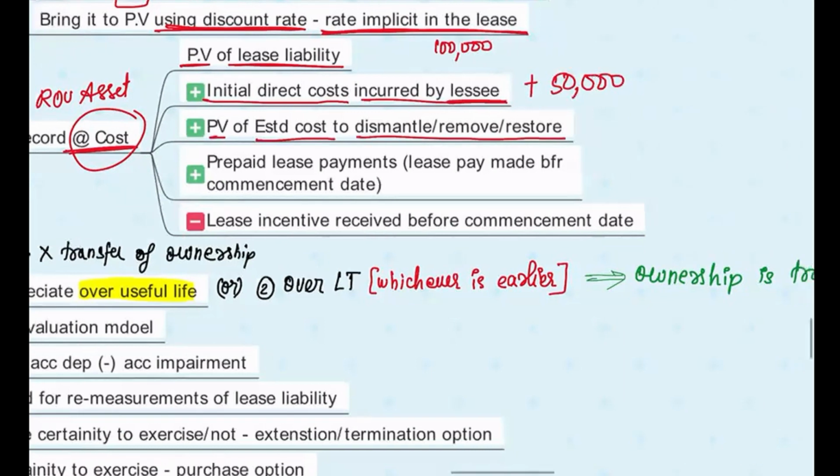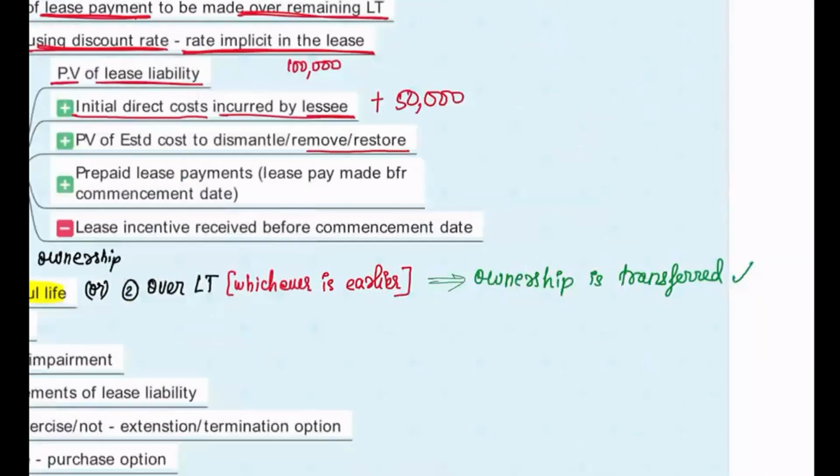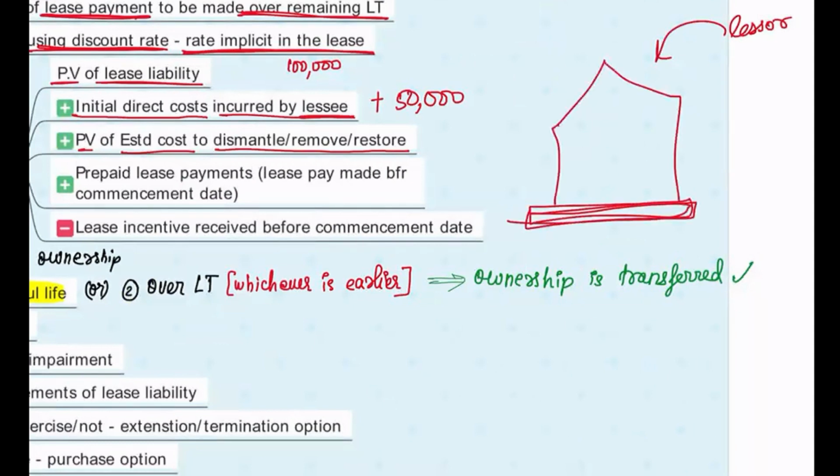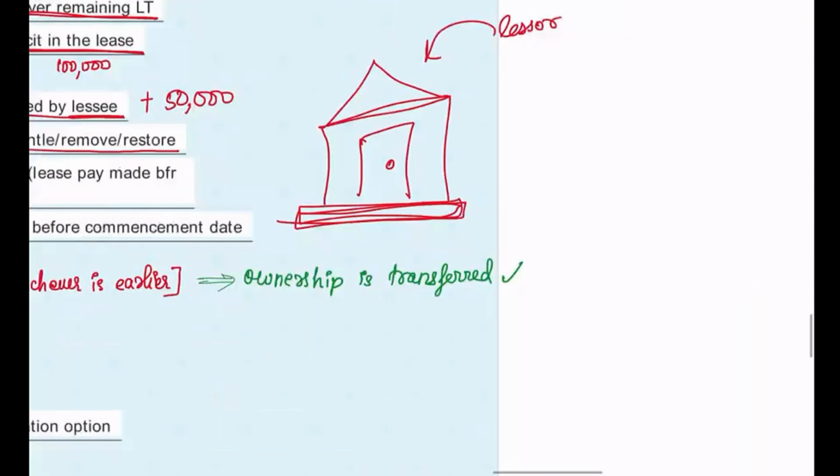And after that, you have to add the present value of estimated cost to dismantle or remove or restore. So now what happened was that instead of the lessor giving us the Pani Puri shop directly, the lessor just gave us an empty land. On that empty land, we set up a stall so that we could make and sell the Pani Puris.